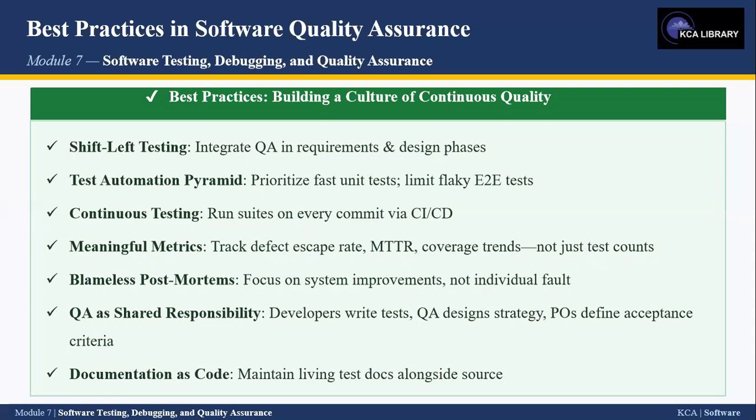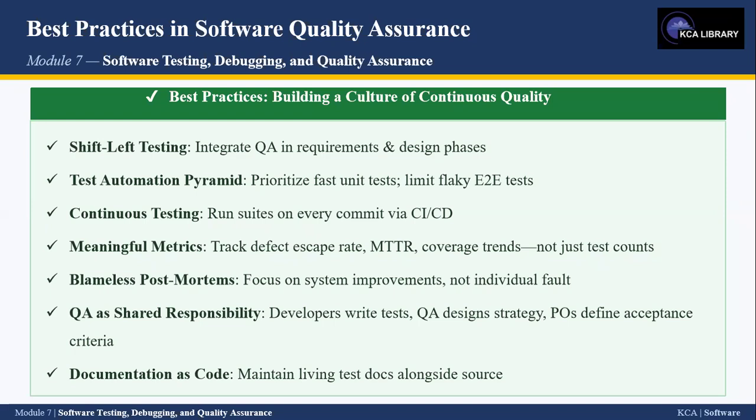Building a culture of continuous quality. Let's look at best practices in software quality assurance. Shift-left testing, which integrates QA early in requirements and design. Test automation pyramid, which prioritizes fast unit tests. Continuous testing that runs suites on every commit.